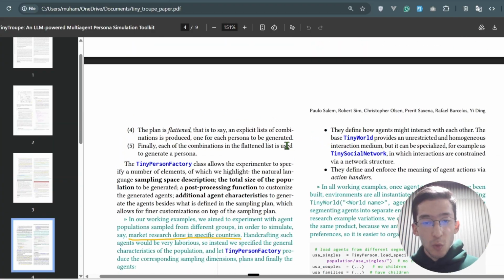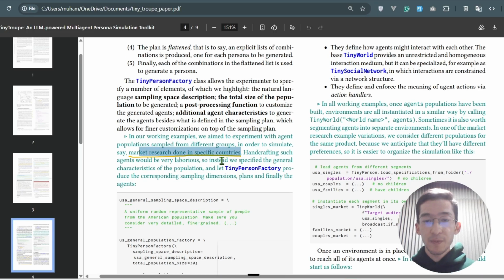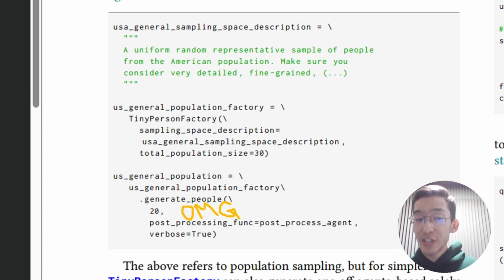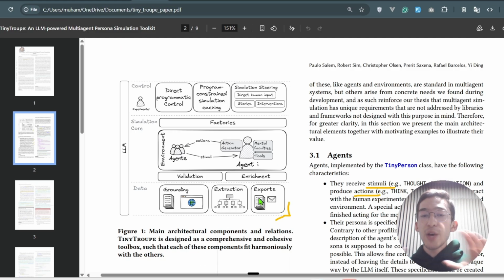And what else is interesting here? Market research in specific countries. You can do market research for the US, UK, Asia by leveraging data and creating the population. Here they're using the population of the US and generating 20 personas' behavior. The main thing is that you have enough data and clean data that can be used by agents and controlled by you, the experimenter, to get the necessary results.